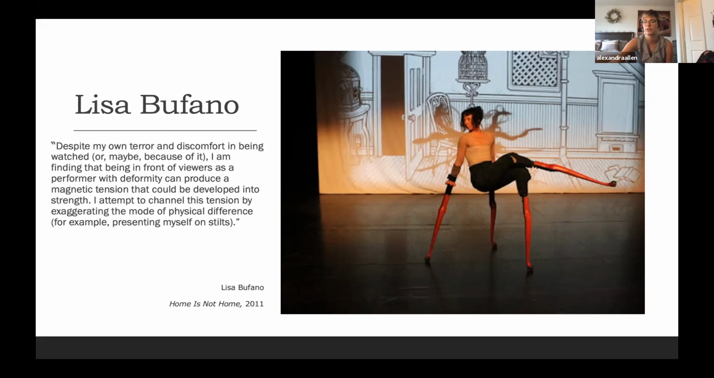She describes her aesthetic and the aims of her performance, stating, quote, "Despite my own terror and discomfort in being watched, or maybe because of it, I am finding that being in front of viewers as a performer with deformity can produce a magnetic tension that could be developed into strength. I attempt to channel this tension by exaggerating the mode of physical difference, for example, presenting myself on stilts." This is one of her performance pieces here called Home Is Not Home from 2011.